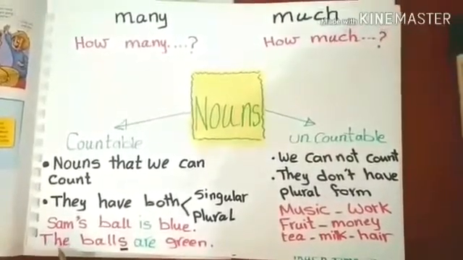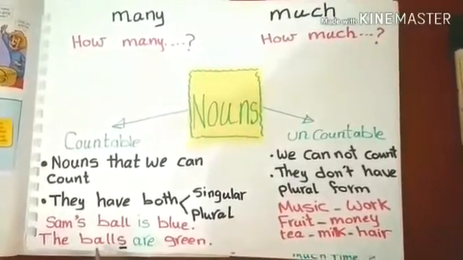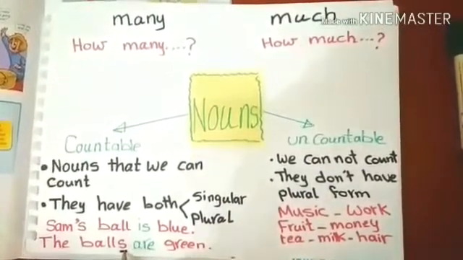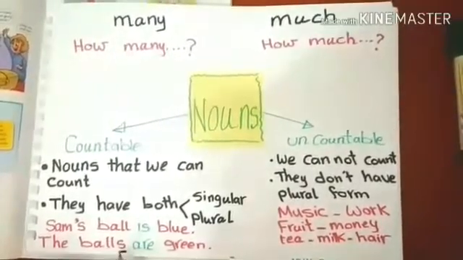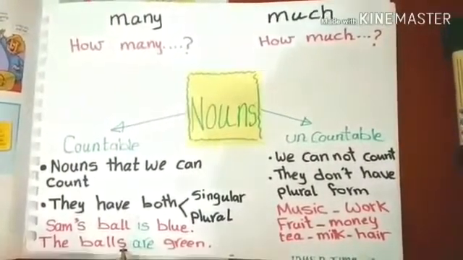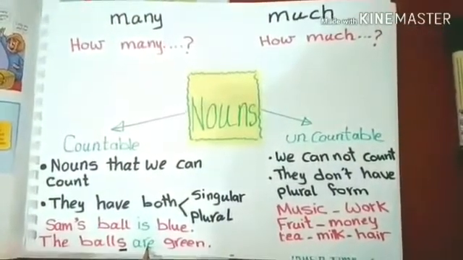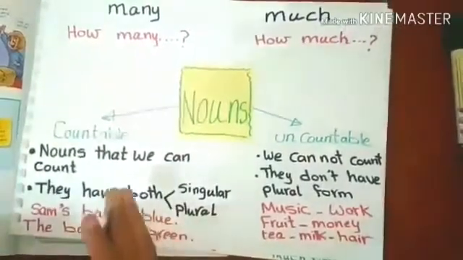In example 2, the balls are green. The subject here, or the noun here, is plural. It means more than one. It could be 2, 3, 4. Okay? And look at the verb. The verb is in plural too. This is a countable noun.